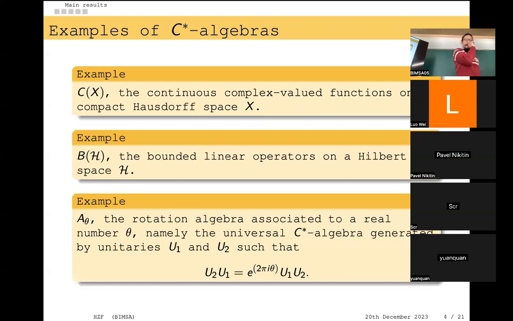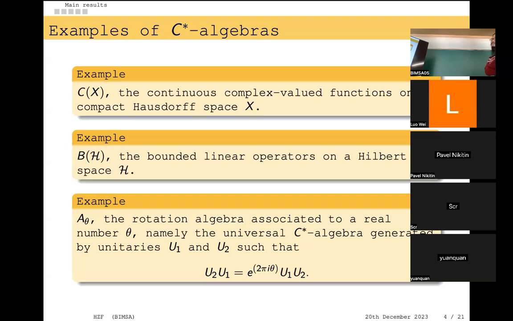And examples, well, I'm sure that you're familiar with this. For example, if you have a compact Hausdorff space, you can consider all of the complex-valued continuous functions on it, and under the pointwise operations, you have a C-star algebra. The norm is just the supremum norm. If you have a Hilbert space, you can consider the bounded linear operators on it, together with the operator norm, the composition as the multiplication, and the adjoint as the involution. Then you have a C-star algebra.